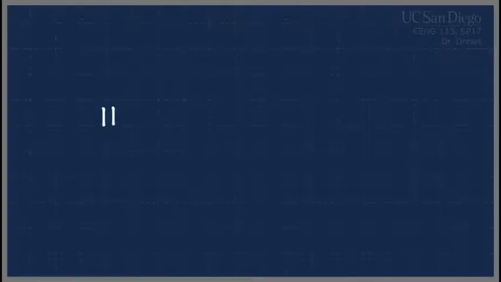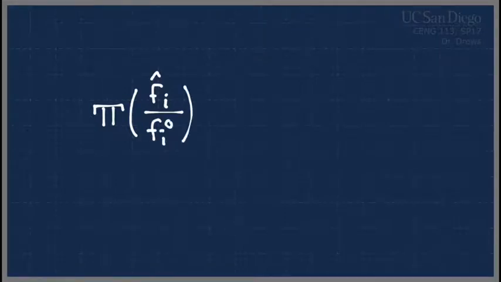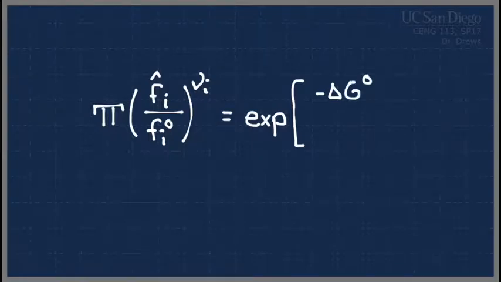I'm giving this a fair amount of space here because we're going to talk about things in a minute. Pi, anybody seen the pi operator before? It's like a sum except for a product. It just means you multiply everything together instead of summing everything together. Phi hat, not phi to the hat, phi hat over phi circle, raised to the stoichiometric coefficient nu I, is now equal to the exponential of minus delta G circle divided by RT.